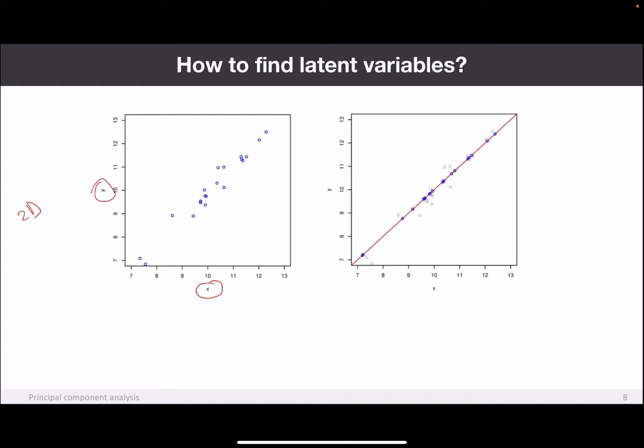So in this case, I can find a latent variable which is oriented along the biggest spread of the data.